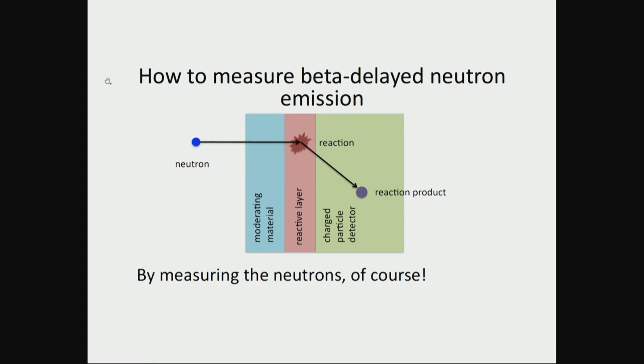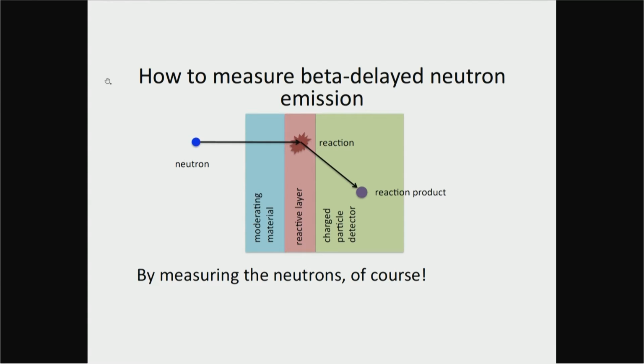Now, the question, of course, is how do we measure beta-delayed neutron emission? The simple answer is, well, you measure the betas to figure out that it's beta decaying, but then you have to measure the neutrons. Unfortunately, measuring neutrons is not easy because they are neutral. There is a reason that Marina was not focused on measuring the neutrons and was instead focused on measuring the gammas. Unfortunately, we can't do that quite as easily.